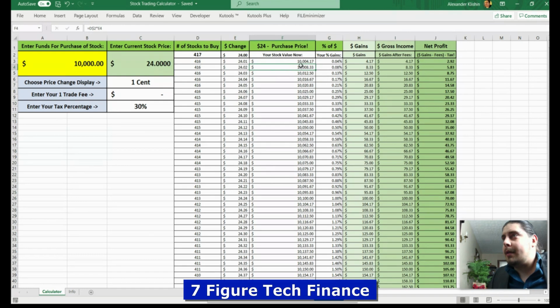To the right of it, you can see total account value based on the price of the stock. In column G, you can see your percentage of gain, and in column H, you can see how much money you're making, what your gains are. In column I, you can see your gross income based on your gains; your gross income is the same thing.